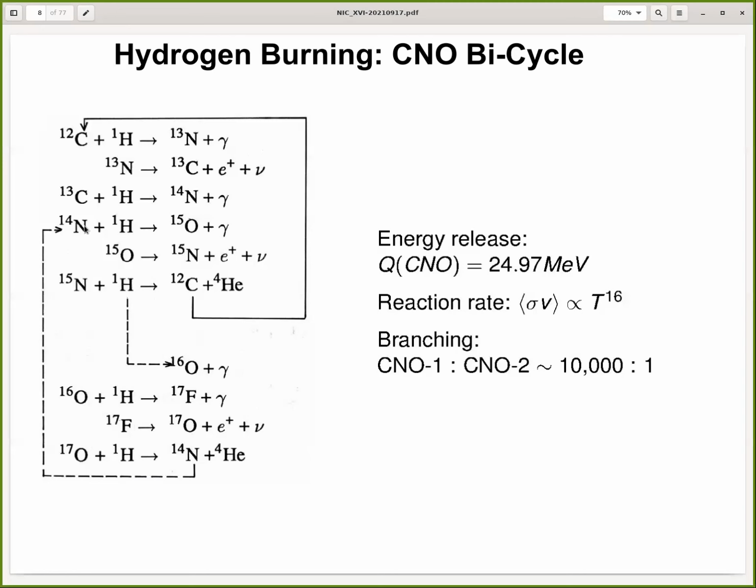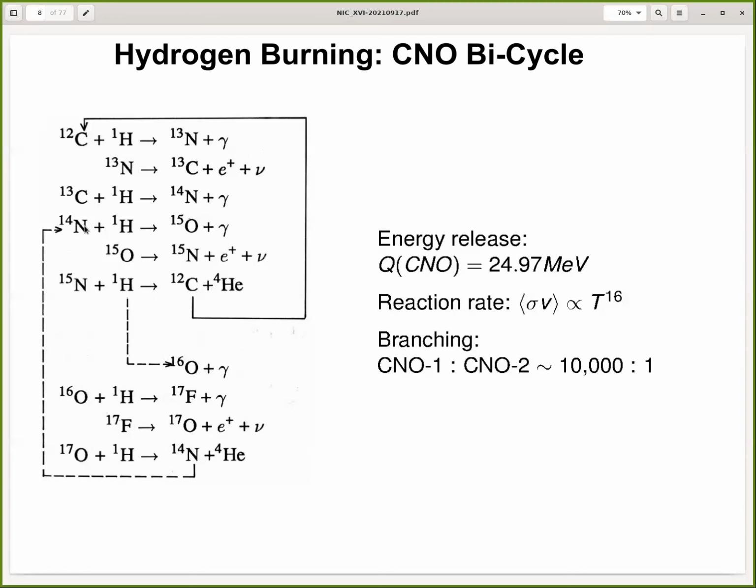And of course, there are also other branchings that can happen. For example, you could not emit the alpha particle and make instead fluorine-18, which can decay. And then you would have a breakout from that cycle and have a third CNO cycle that eventually feeds back into the main cycle. But these are usually low branchings, and these are the dominant ones.